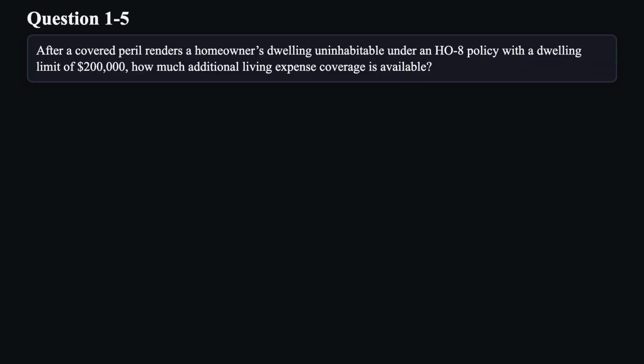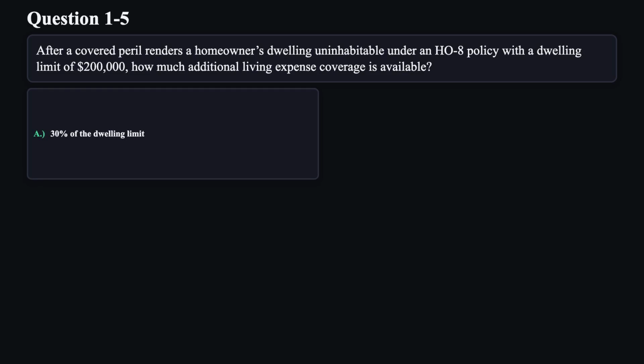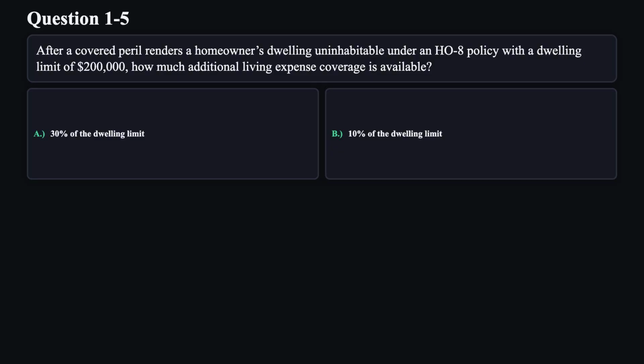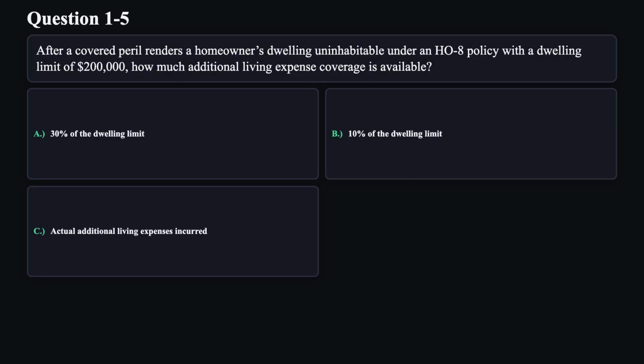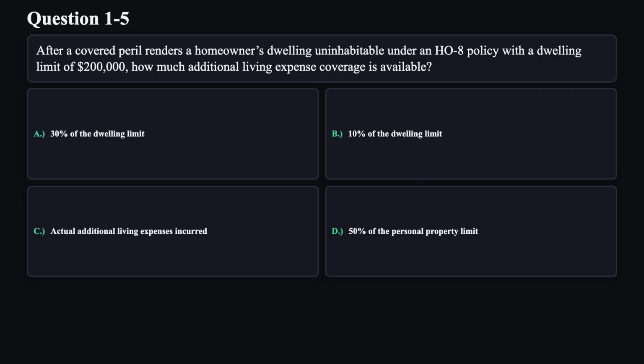Question 5. After a covered peril renders a homeowner's dwelling uninhabitable under an HO8 policy with a dwelling limit of $200,000, how much additional living expense coverage is available? A. 30% of the dwelling limit. B. 10% of the dwelling limit. C. Actual additional living expenses incurred. D. 50% of the personal property limit.